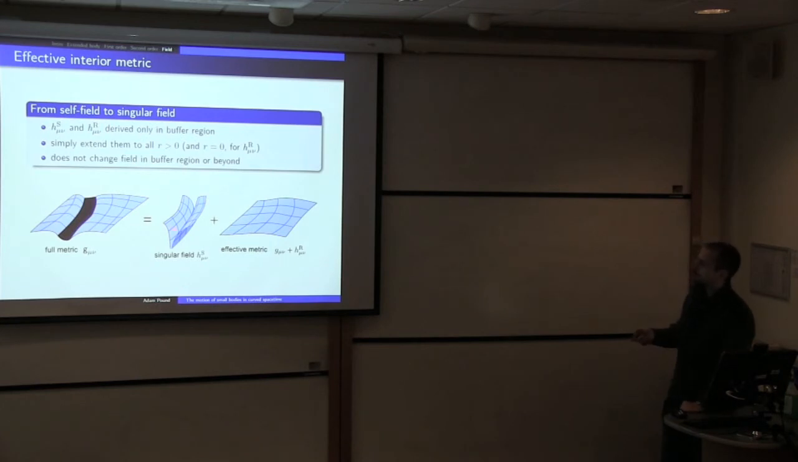But I'm making this replacement in a way that doesn't affect the metric at all outside of this small blacked out region, and it also doesn't affect the effective metric even inside that region. So my G plus HR is being unaffected by that.